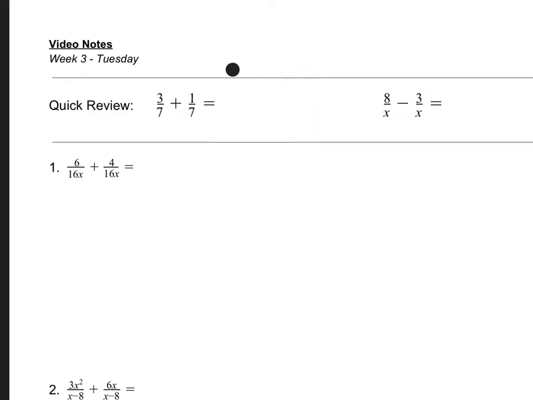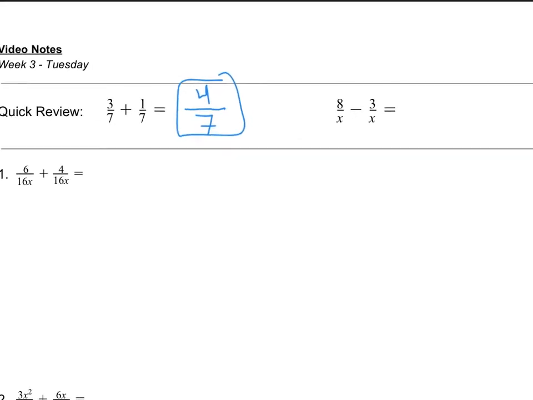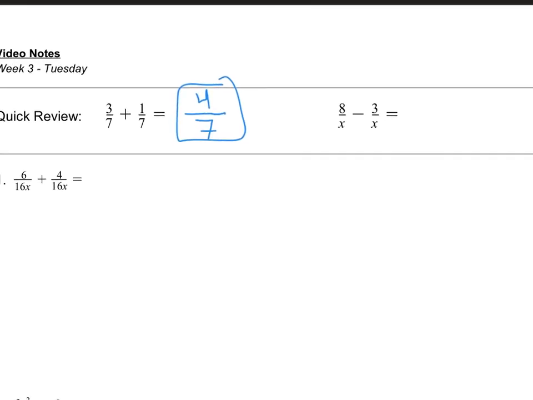What's going to happen is that the denominator has got to stay the same. So 3 plus 1 is 4, so the top does change, but the bottom is going to stay the same. So 3/7 plus 1/7 is just going to give us 4/7, right? Simple as that. Don't overcomplicate it. Don't overthink it. It really is that simple. That denominator is going to stay the same.